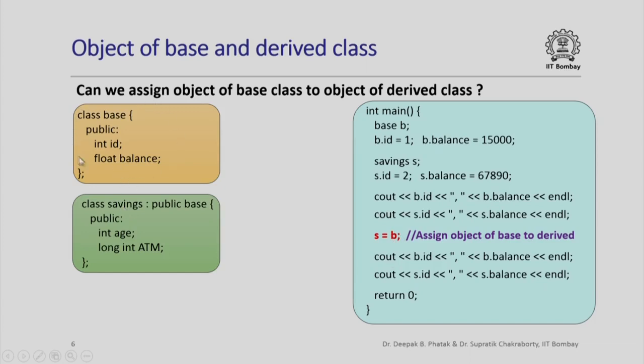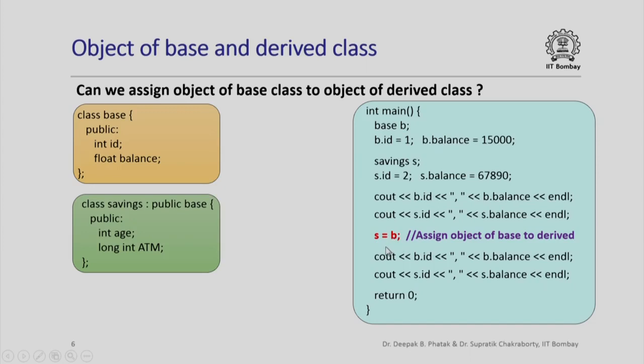The base class has its own existence. However, an object of the derived class can be thought of as an object of the base class. So when I am doing this assignment, I am taking an object of the base class and trying to assign it to an object of the derived class, but an object of the base class is not an object of the derived class. So this assignment should be a problem.